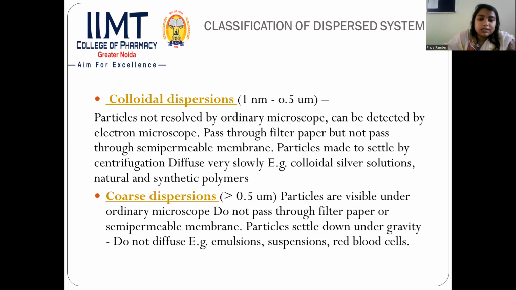Okay. For the coarse dispersion, the particles are visible under the ordinary microscope because of the size. Because the size of the particle is greater than 0.5 micrometer, they are visible under the ordinary microscope as well. They do not pass through the filter paper, and they do not dialyse through the semi-permeable membrane, and they are not diffused in any medium. Right? For example, emulsions, suspensions, and red blood cells as well.